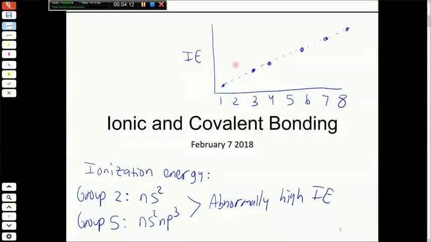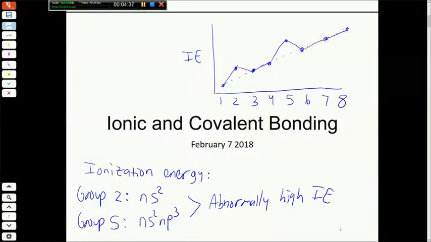So you'd have something like this for group 2, not necessarily drawn to scale here, I should point out, but they're going to have a trend that's similar to this, where when you go from group 1 to group 2, it increases, but then as you go to group 3, it decreases a little bit because of the abnormally high ionization energy for group 2, and then similarly the trend kind of goes like that. It's going to have a sharp increase at group 5, come back down a little bit in group 6, and then you go from there.